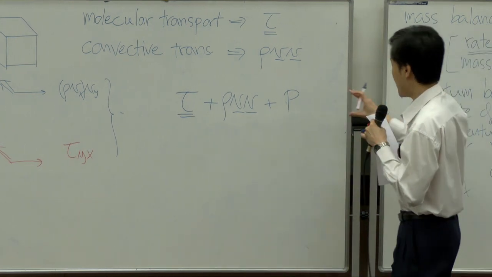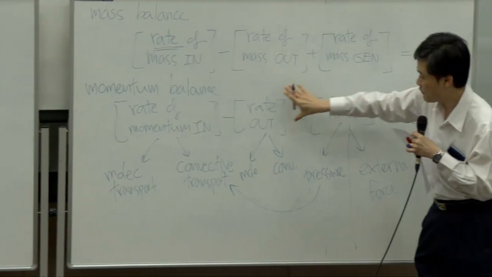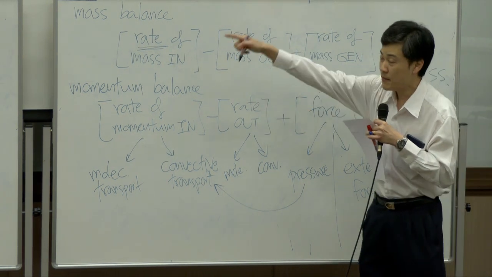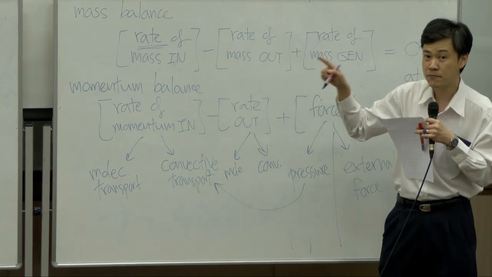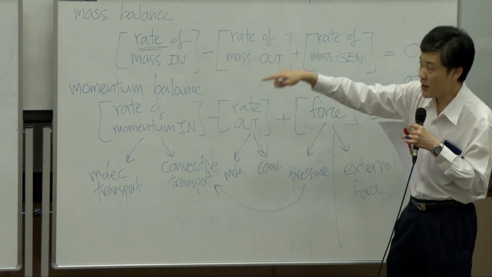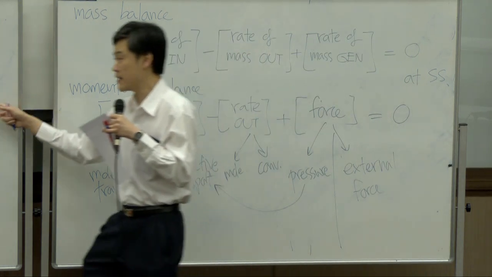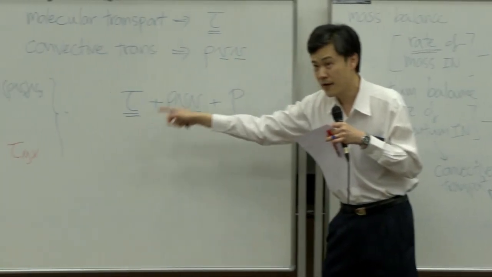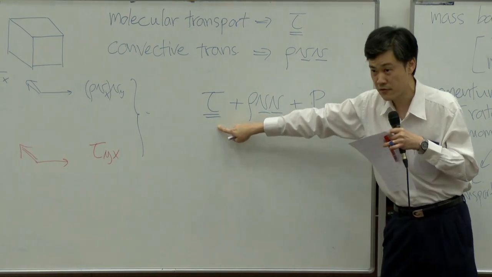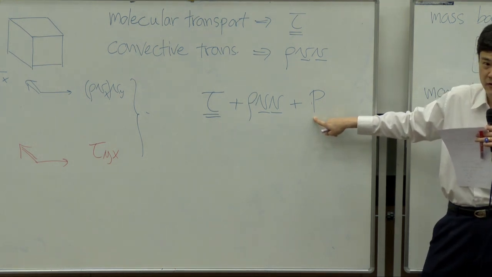No, I'm sorry. This is force, okay? Rate of momentum per time, that's the unit of force. For tau, that's force per unit area. Okay? So the pressure, which is also force per unit area, should have the same unit as tau. The only thing different is that tau is a tensor. Tau has directions. Pressure is a scalar. Pressure does not have direction.